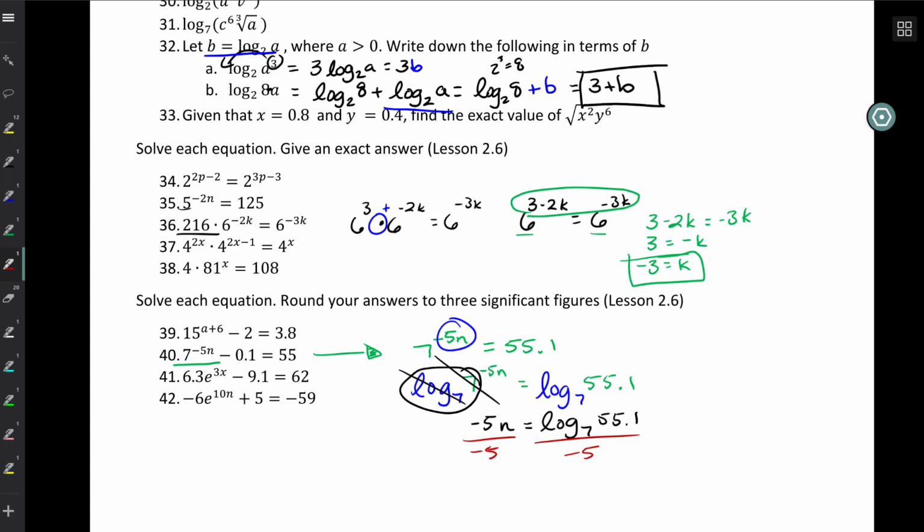And this could be considered an answer. Negative log base 7 of 55.1 all over 5. That would be a perfectly acceptable answer in a lot of different worlds. But if we are going to punch this into a calculator, we can do that.